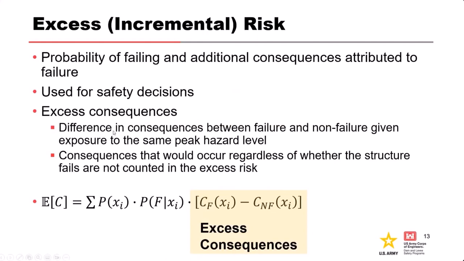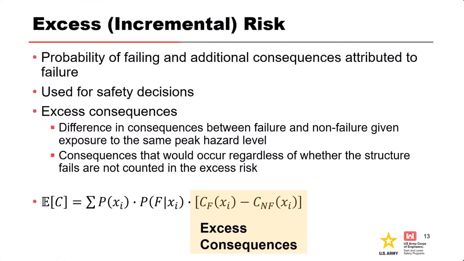And where the calculation comes from is we calculate what we call the excess consequences, which is the difference in the consequences between what would happen if the dam failed versus what would happen if the dam or levee didn't fail, given the same hazard event. So the key concept here is that consequences that would have occurred regardless of whether or not the structure fails, we don't count that as part of the excess risk.